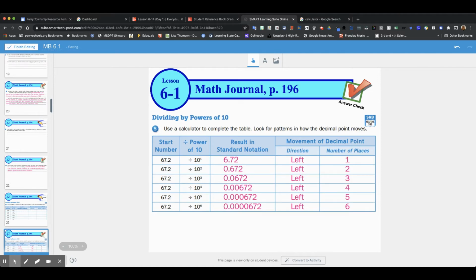So my chart that I have filled out, I have 6 and 72 hundredths. Then we go to 672 thousandths. Then we quickly drop. The decimal keeps moving over to the left. And when we see here, we've got one place, 1, 2, 3, 4, 5, 6. Notice here, so if we started, it was 1, 2, 3, 4, 5, 6 places there.